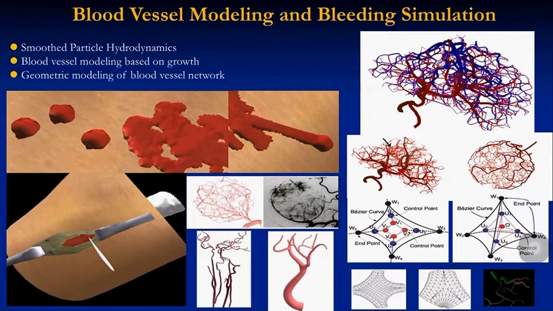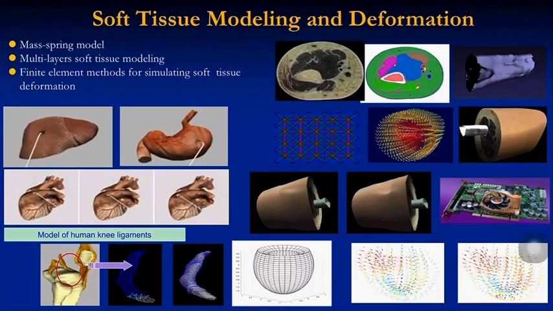In a typical surgery, normally there will be blood. So blood vessels modeling and bleeding simulation is a common component. We use smooth particle hydrodynamics for these bleeding simulations, and we also develop blood vessels modeling based on GLOVE and provide geometric modeling of the blood vessels network.